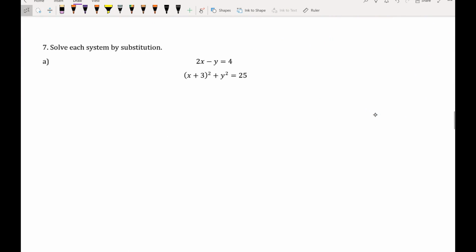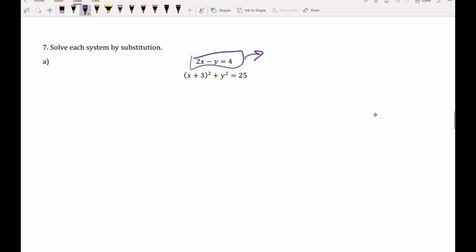Number 7. Solve each system by substitution. So remember, substitution is when we solve for one variable and then plug it in for the other. So neither of these say y equals or x equals yet. So I'm going to take this top equation and try to get it to say y equals.